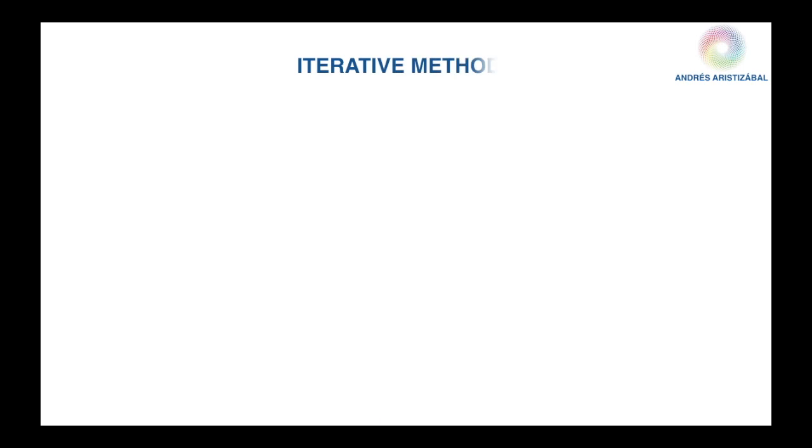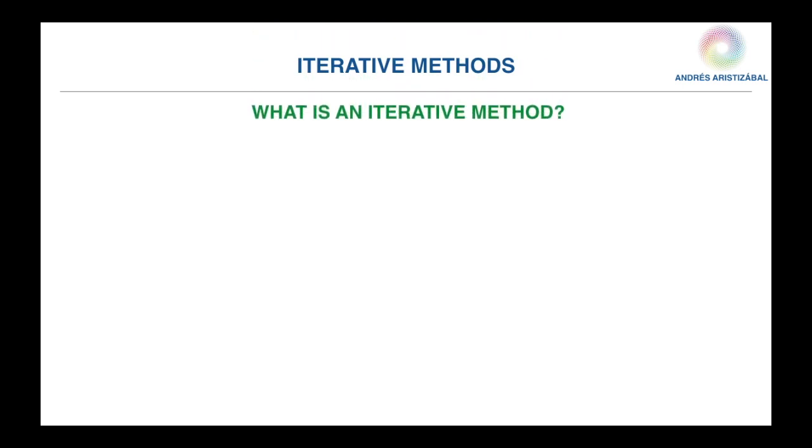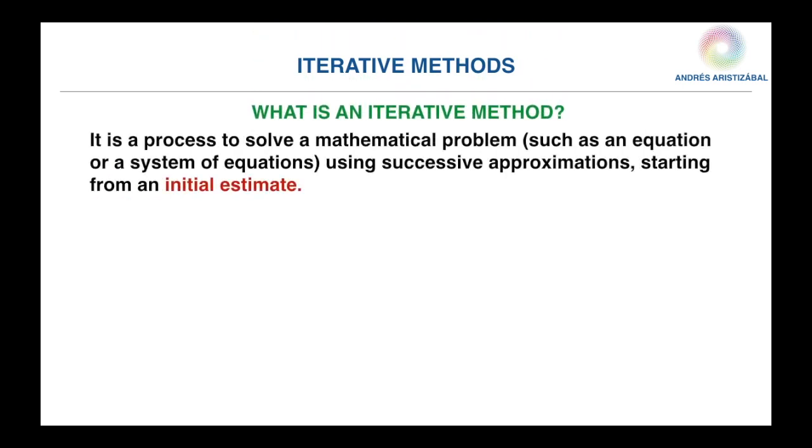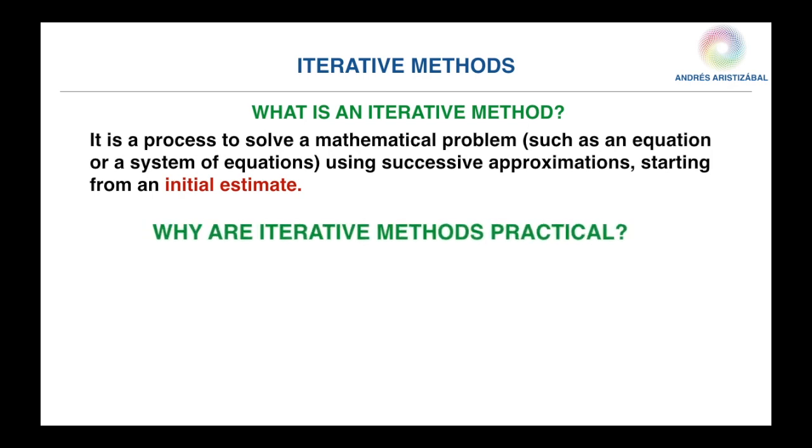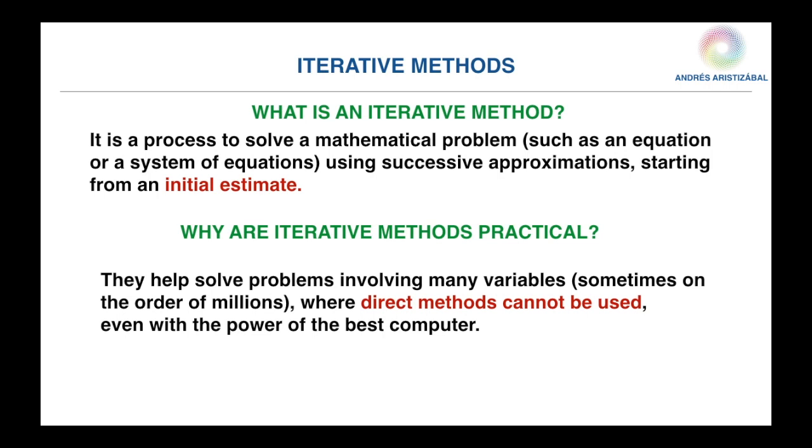Today I will teach you to apply the iterative method of the fixed point. Let's start. We are going to define what is an iterative method. It is a process to solve a mathematical problem such as an equation or a system of equations, using successive approximations starting from an initial estimate. And why are iterative methods practical? They help solve problems involving many variables, sometimes on the order of millions, where direct methods cannot be used, even with the power of the best computer.